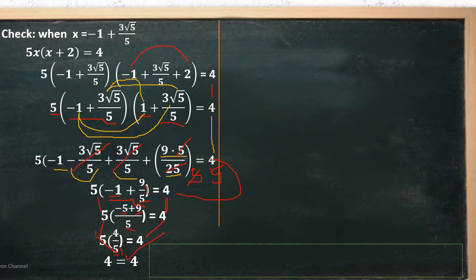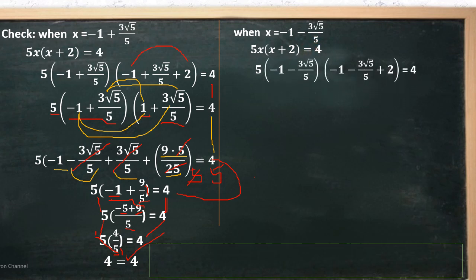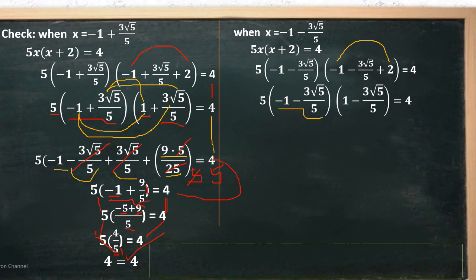Now we're going to check when x is equal to -1 minus 3 square root of 5 over 5. Same, copy the original equation: 5x times quantity of x plus 2 equals 4. Next, substitute x by -1 minus 3 square root of 5 over 5. Combine -1 and 2, and the resulting equation will become 5 times quantity of -1 minus 3 square root of 5 over 5 times quantity of 1 minus 3 square root of 5 over 5 equals 4.